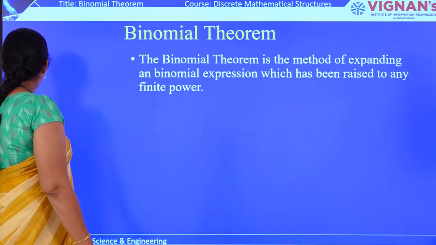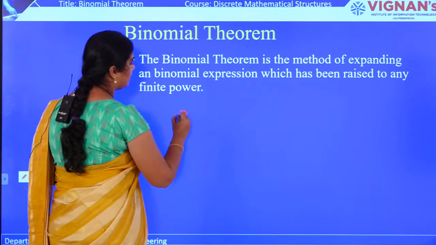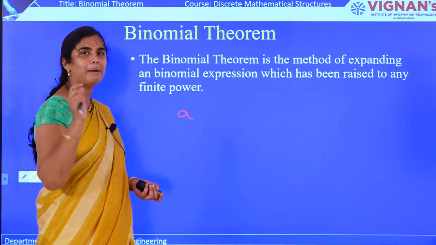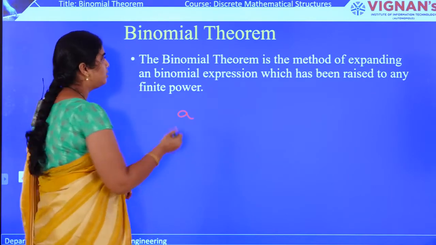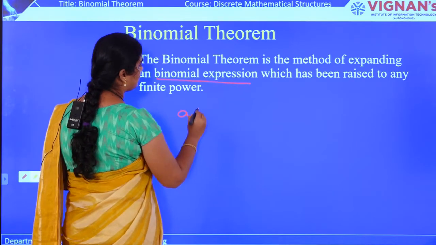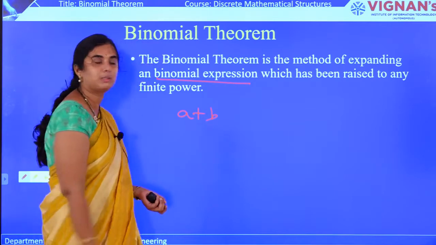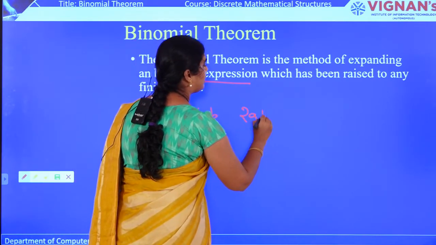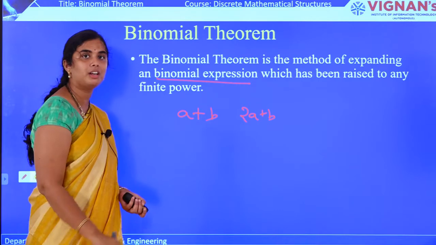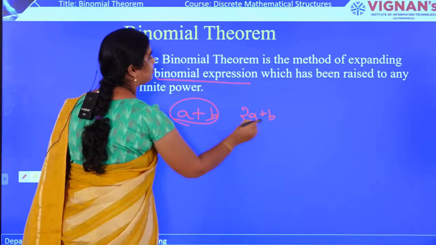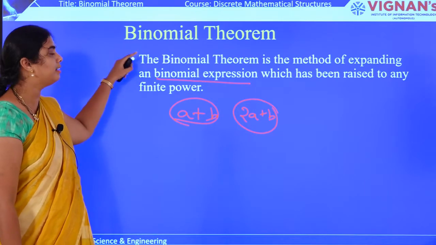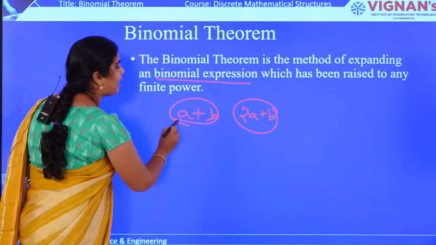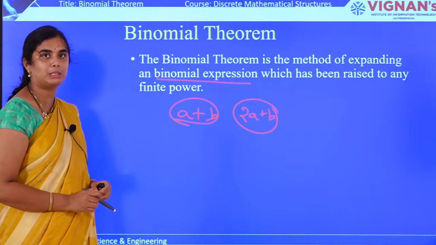So, what is a binomial expression? What is the term binomial? Bi means what? 2. A binary or a binomial means 2. So, a plus b is a binomial expression. 2a plus 3b is a binomial expression. Okay? These are the different types of binomial expressions. And the binomial theorem defines the expansion of these binomial expressions.